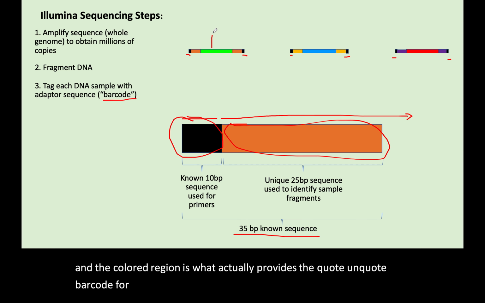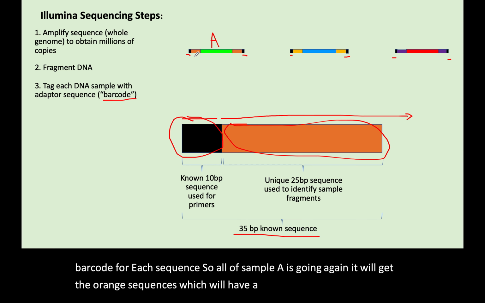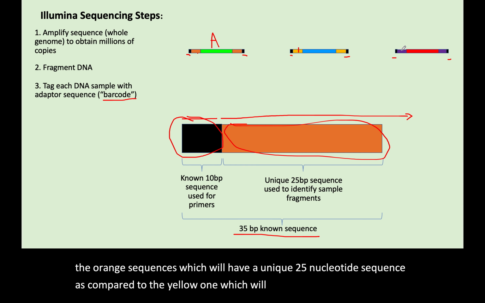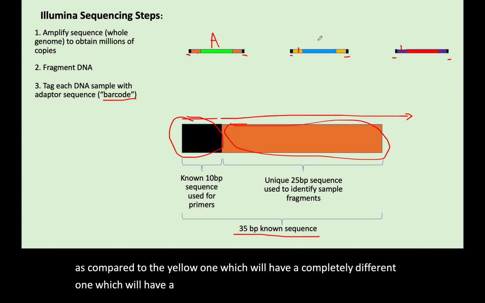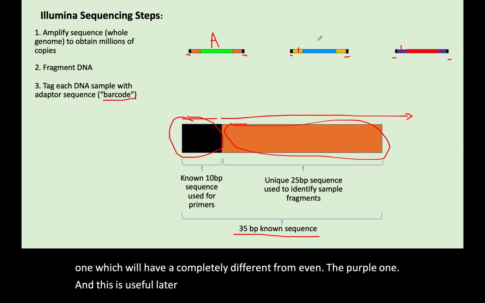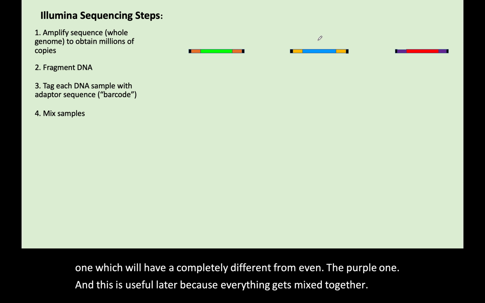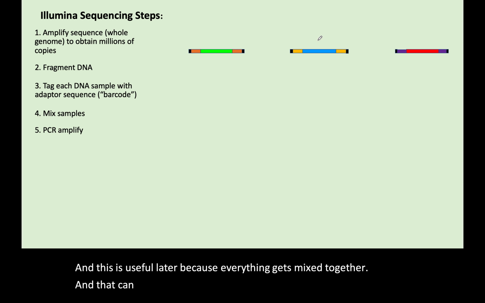So all of sample A is going to get the orange sequences, which will have a unique 25 nucleotide sequence, as compared to the yellow one, which will have a completely different one, which will have a completely different one from even the purple one. And this is useful later because everything gets mixed together, and that can get a little confusing.